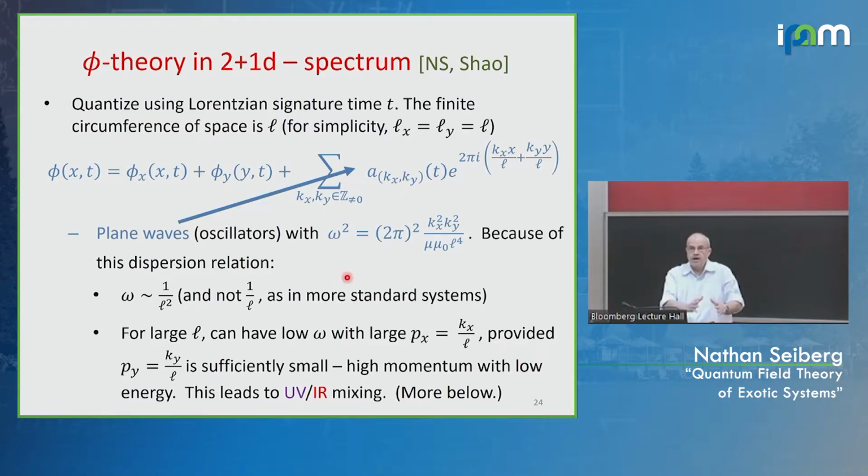And normally, omega is proportional to k, or k over a. So at very low energies, we have very long wavelength or very low momentum. Here, at low energies, we can have dependence on arbitrarily high momentum. So if py is sufficiently small, arbitrarily large kx leads to small omega. So low energy physics gets contributions from arbitrarily high momentum modes. This is very unusual. Low energy physics normally depends on low momentum.